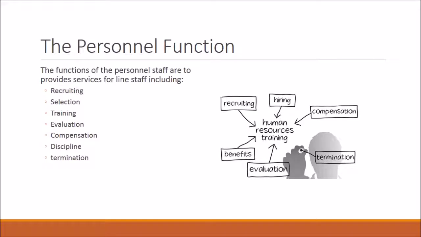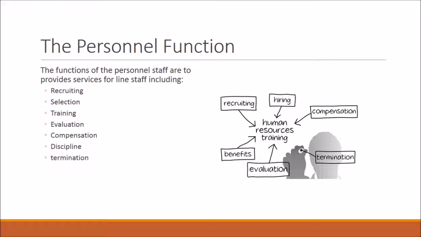Welcome to Week 5, Personnel Management and Labor Relations. This week, we're going to take a look at the personnel functions or human resource functions of the modern public and nonprofit organization. The human resources staff of the modern office are to assist management and other line staff in providing a variety of services.